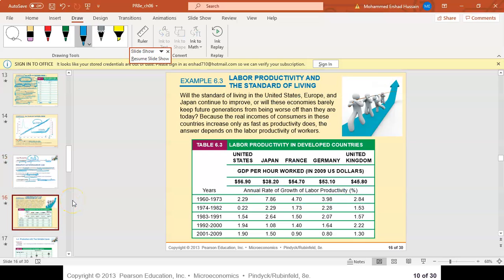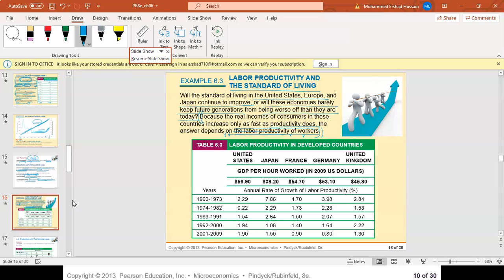Now, what about labor productivity and the standard of living? Will the standard of living in the United States, Europe, and Japan continue to improve, or will these economies barely keep future generations from being worse off than they are today? The answer depends on several things. Because the real income of consumers in these countries increases only as fast as productivity grows, the answer depends on the productivity of workers, how much each worker can produce, because then they can consume more, and the more they consume, the higher is their standard of living.